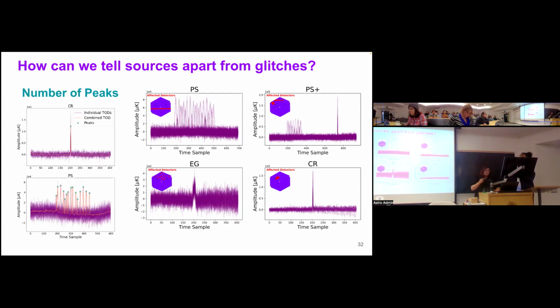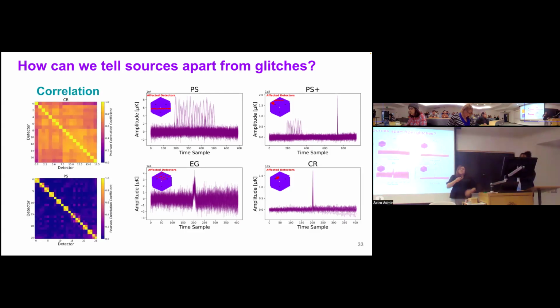Some examples of those stats are the number of peaks in the snippet. For something like a cosmic ray, you would have 1 peak, whereas you have a handful of peaks for something like a point source. Another example is the correlation between detectors. For a cosmic ray, they're all being detected at the exact same time, so you expect a very high correlation between detectors. Whereas for something like a point source, you're only going to have high correlation between neighboring detectors, where you have some overlapping signal. So, as expected, you would get a block diagonal correlation.